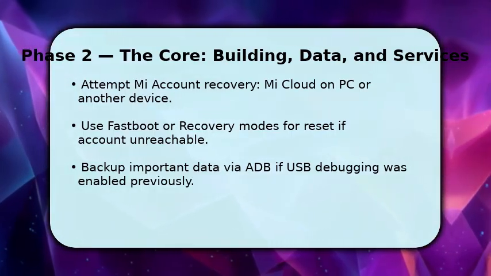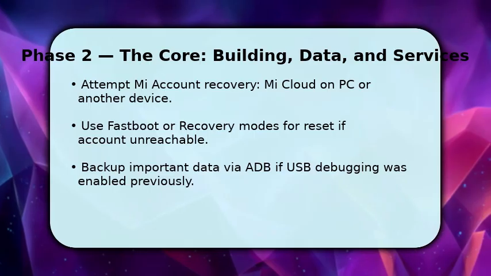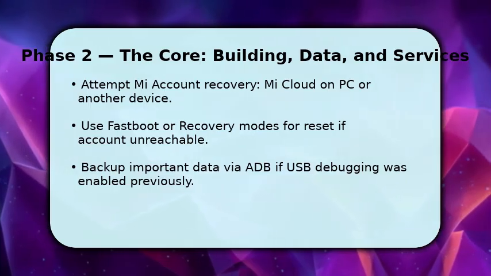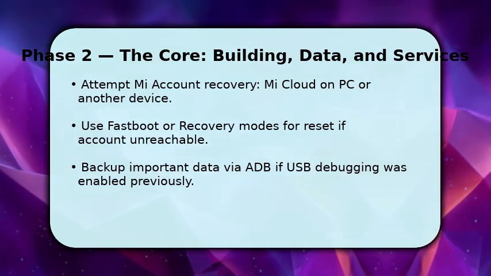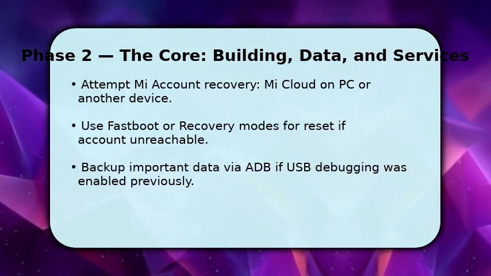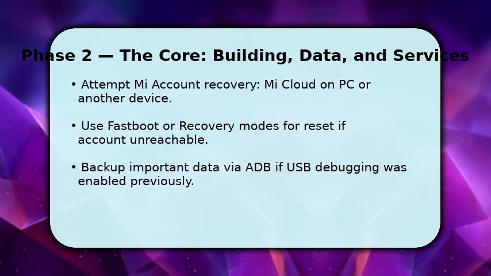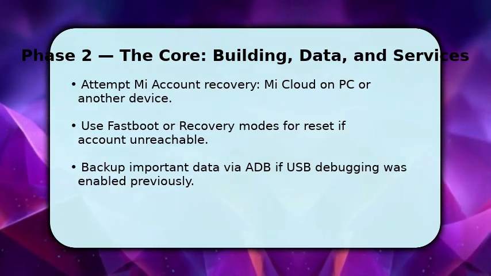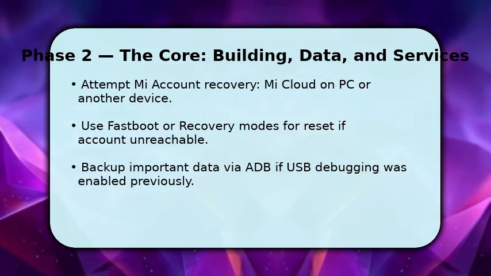If the My Account is unreachable, move to Recovery or Fast Boot mode. Power off, hold volume up plus power, then follow on-screen reset prompts. This erases data, but unlocks the device. Make sure to try ADB backups first if USB debugging was enabled earlier to save any recoverable files.